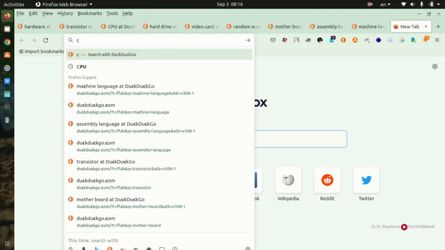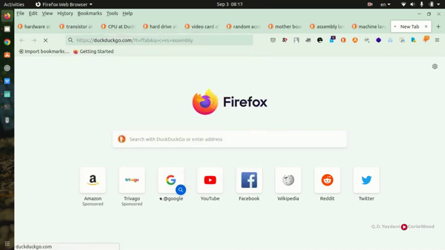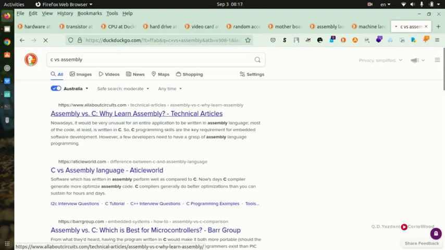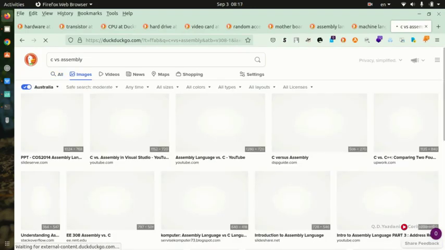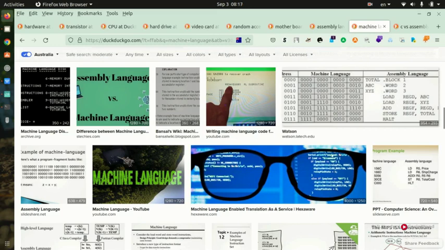we do C versus assembly. So now we're going to see C versus assembly. First we're going to see assembly language versus machine language.